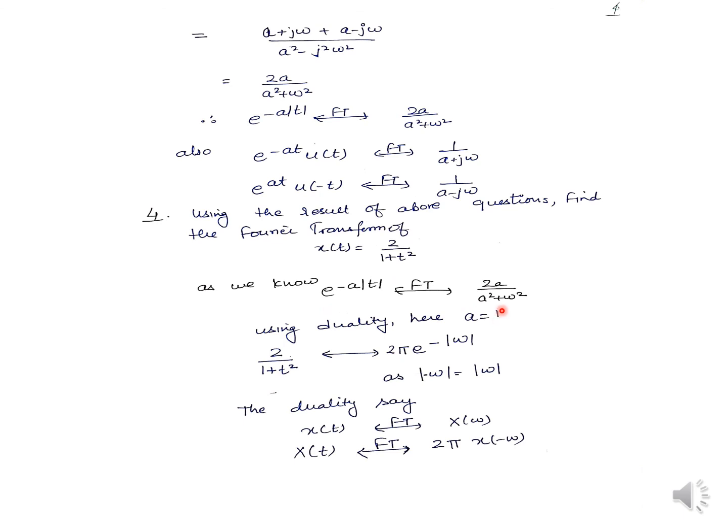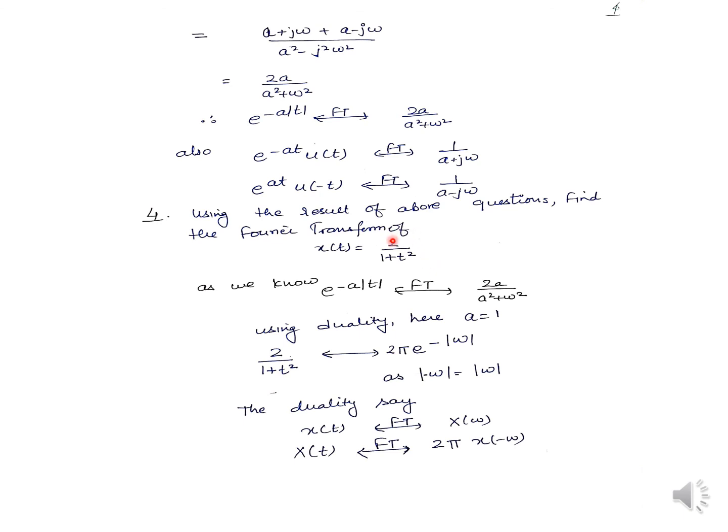If we compare this with this, then you can see the difference is a is 1 and omega is in place of t. If there is a question which has no limits of x, meaning x doesn't have any range, you will not be able to find the Fourier transform of it using the integration property. So you have to use the duality property here.